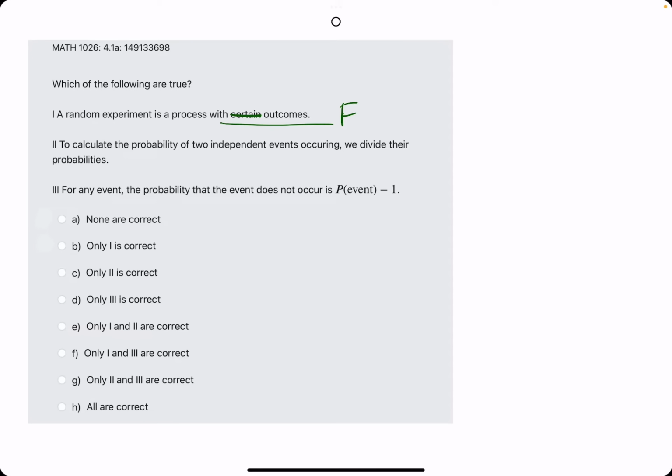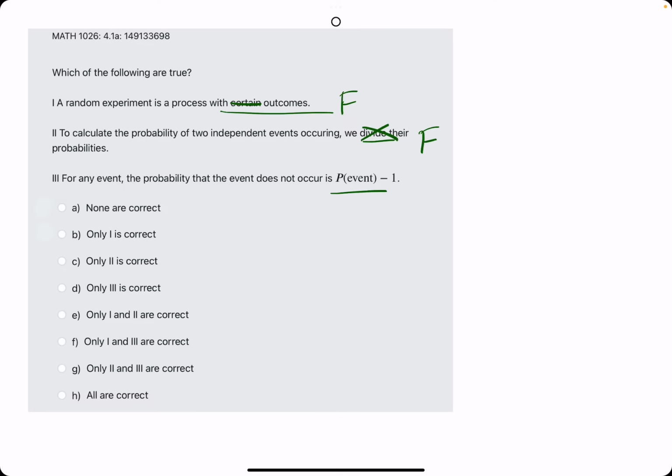Number 2, to calculate the probability of 2 independent events occurring, we divide their probabilities. We just said that we have to multiply their probabilities, not divide. So this is false. And then we've seen this one already as well. P minus 1 is false. It should be 1 minus probability of the event. So looks like we have false, false, false. None are correct. Yeah, look at that.